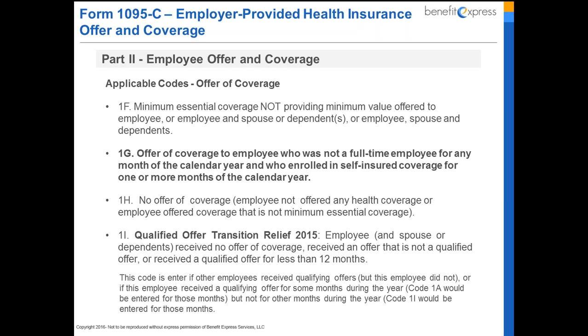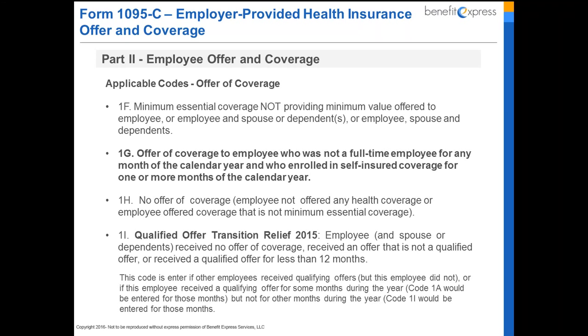1H is an important code. Use it in any month you don't offer coverage. Especially for those of you who have high turnover and hire people during the year, for any month they're not working for you, there's no offer of coverage. So 1H is also going to be an extremely important code, because it's used for those not working for you, and for those who terminated and were offered COBRA. For months they took COBRA during the year after they terminated employment, you would use 1H.